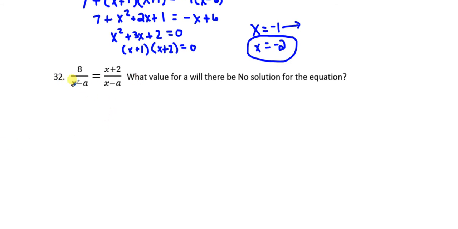So we could cross multiply here, but since we have the same denominators on both sides, we can just set this equal to 8 equals x plus 2 and have a solution for this equation. And subtract 2 from both sides, so x equals 6. So if you think about x equaling 6, we have 6 minus a. And we can't let that equal 0. So a cannot equal 6.